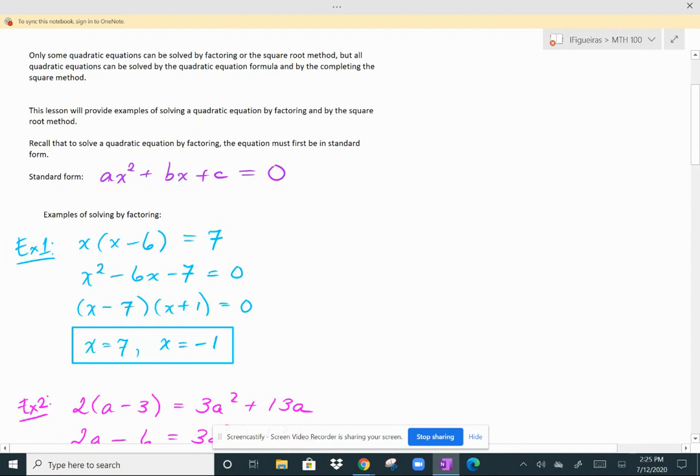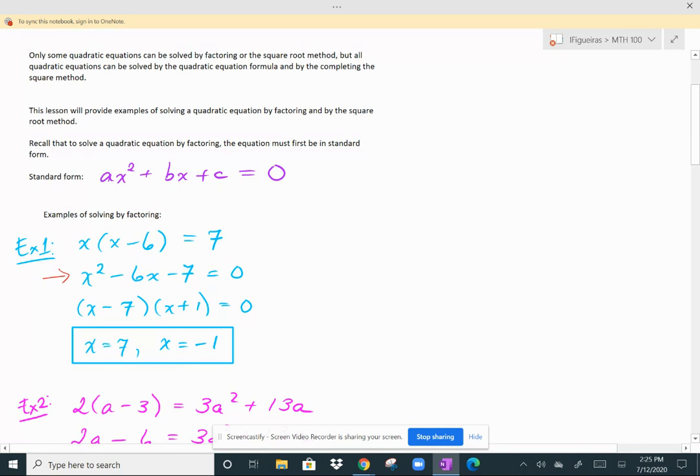So our first example is not in that form. Here I have a product and then a constant on the other side of 7. So I needed to put it in standard form. So first distribute the x. So I get x squared minus 6x. And then I also need to subtract 7 so that it's on the left side. So I get x squared minus 6x minus 7 equals 0. So that second line is in standard form. So now we're ready to factor.